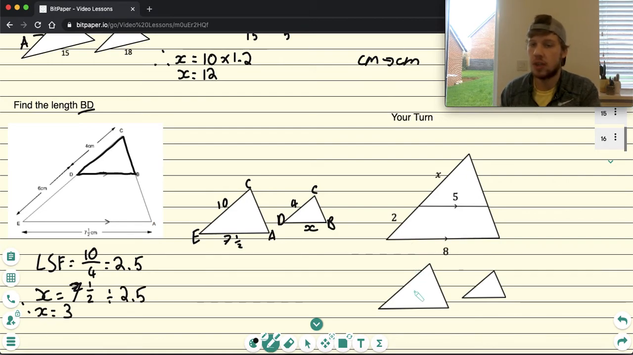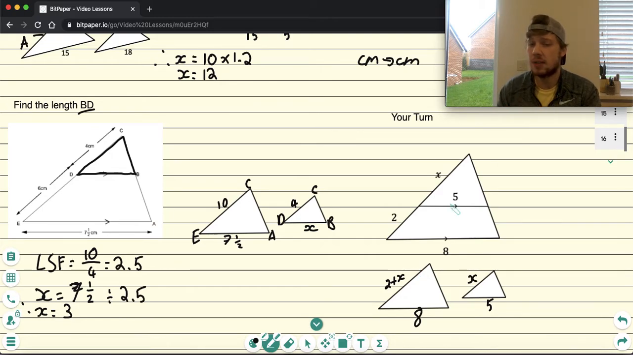So, looking at this, I'm going to put on my information. I know that my base lengths are 8 and 5 respectively. I know that this length here is x, and I know that this length here must be 2 plus x.